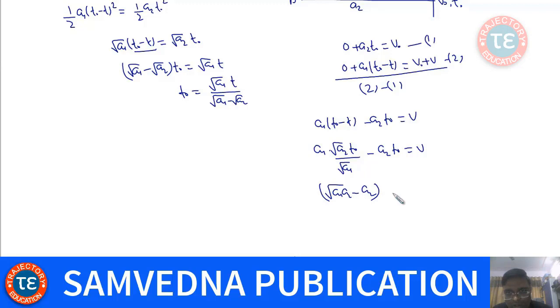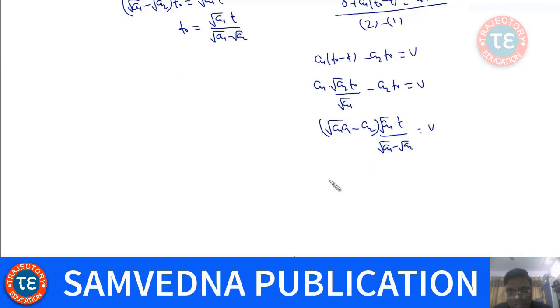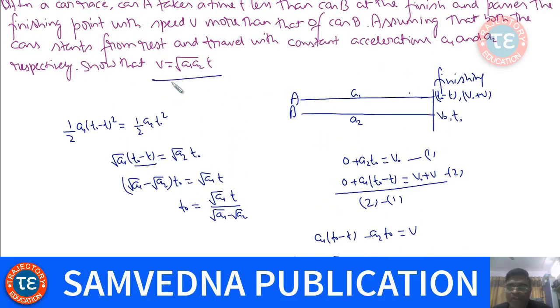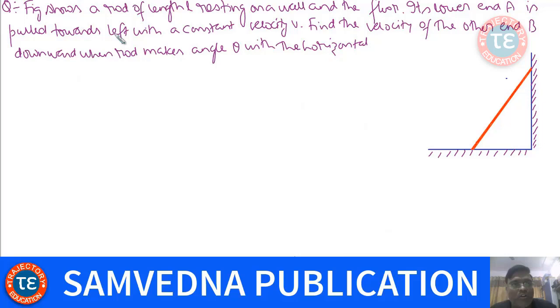Minus a2, and you have the value of t from here, v. So from here what do you get? If I take root a2 outside, what I am left with is this. So this will cancel out. So I think you get this. Yeah, you get this idea. Okay. Let's move to next question.